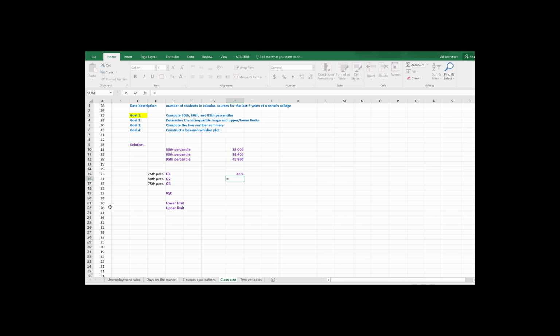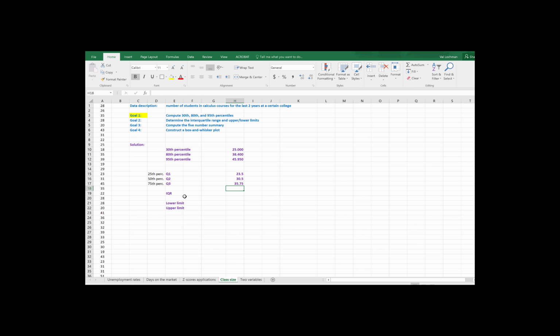The 50th, that's the median, right? So we can also find it by this command, go to A40, 0.50, that's my 50th percentile, and Q3, it's the third quartile, the 75th percentile, right? So we'll do the same data set up to A40, 0.75. We're good to go. Okay, so that's our Q1, Q2, and Q3.